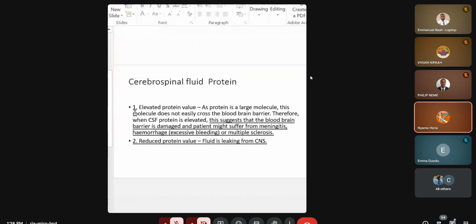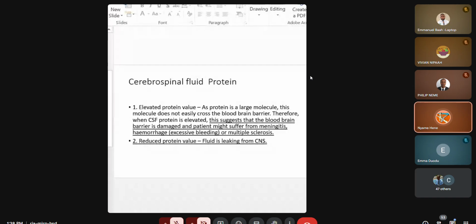The next topic. So there are two things here. Whenever you are seeing a large molecule like protein elevated, there should be a threshold, there should be a range. It should be within this range. So if it's high, it means there's meningitis, hemorrhage, or multiple sclerosis. And if it's very low, it means there is fluid leaking from the CNS.